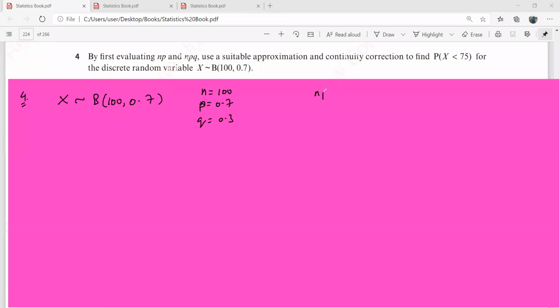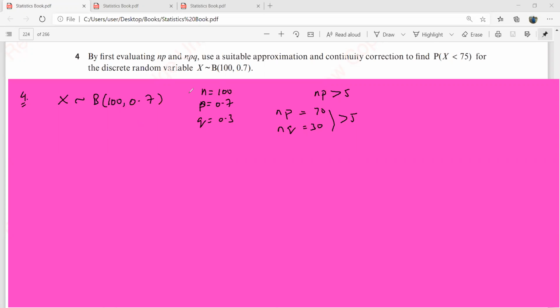I'll quickly find this np to make a quick check that it is greater than 5. So yes, this is 100 times 0.7, that is 70. That is your np. And similarly, your nq, that is 30. So they are both greater than 5, okay? So it means we can approximate this binomial distribution into a normal distribution.